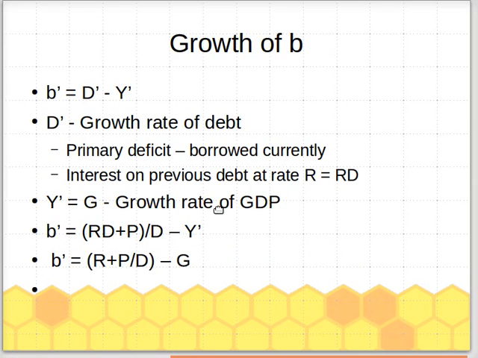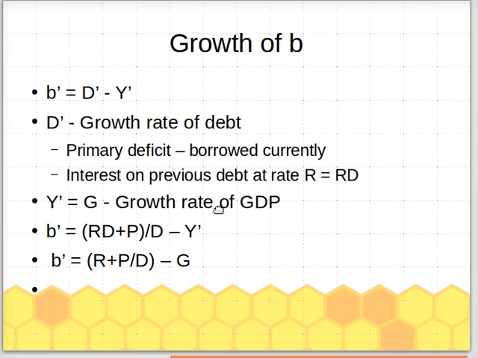What we are really interested in, in this vlog, is the growth rate of B. Given the debt is growing, let's use a notation, prime, to indicate the rate at which the parameters are growing. Assuming the debt grows at D prime and the GDP grows at Y prime, the growth rate of B can be indicated as D prime minus Y prime.